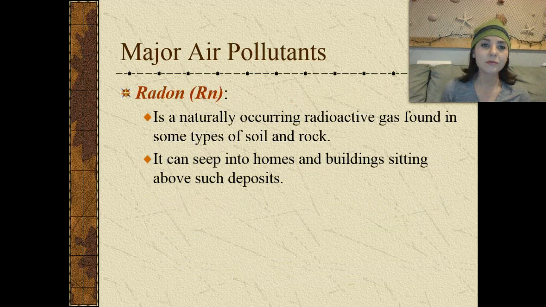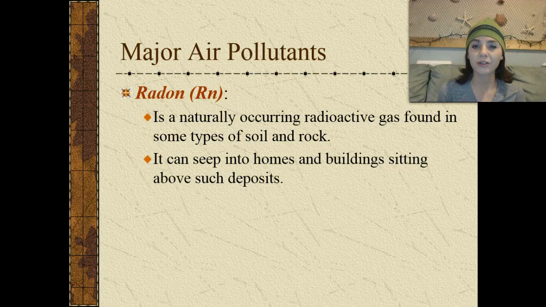Another major air pollutant is radon. And this is a naturally occurring radioactive gas that's found in some types of soil as well as different types of rocks. It can actually seep into homes and buildings sitting above deposits.